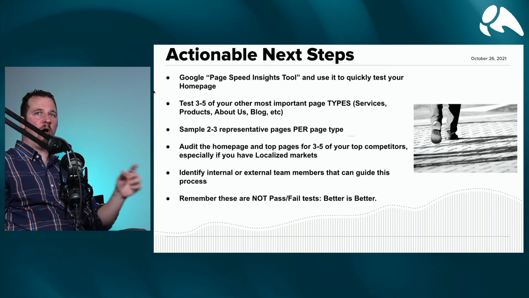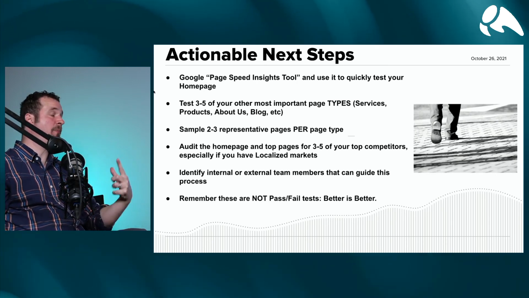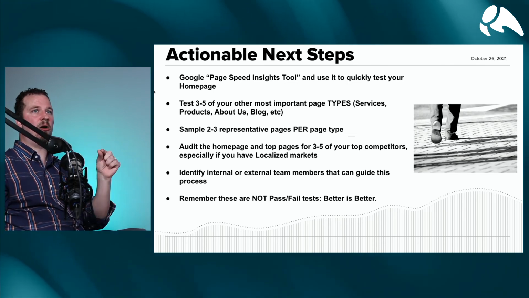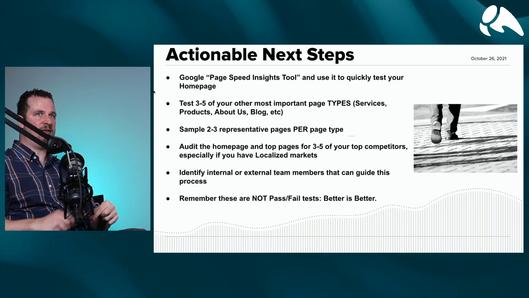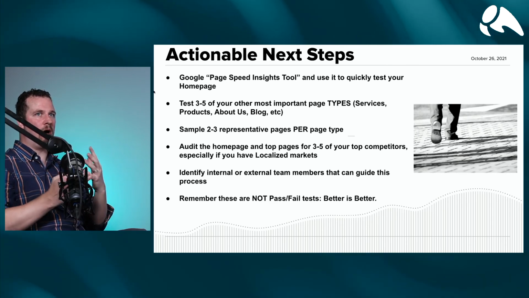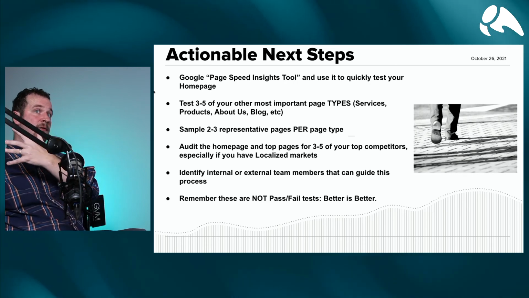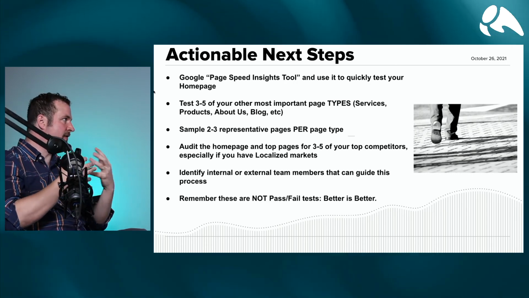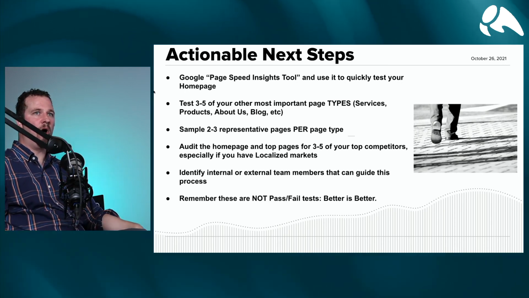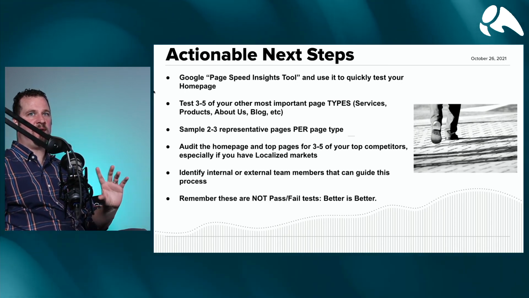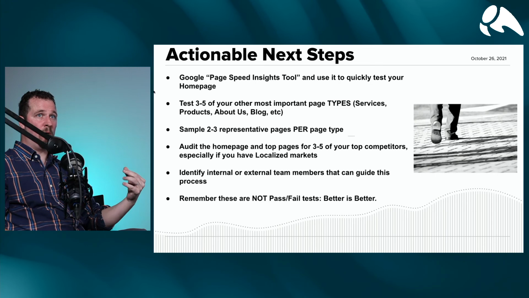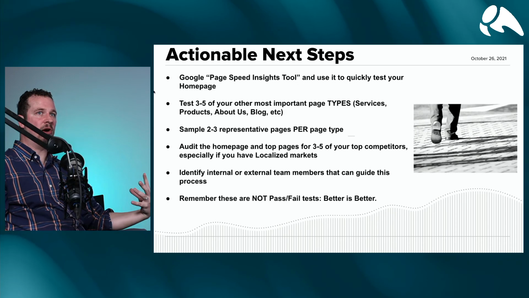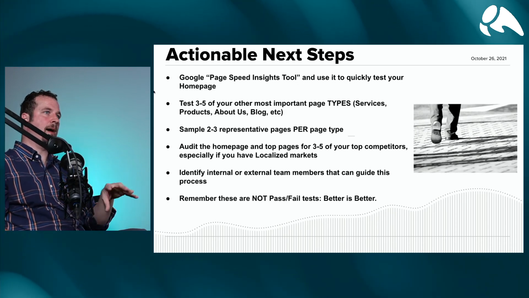And then what I want you to do is audit the homepage and the top pages for 3 to 5 of your top competitors. Do the same exact exercise, their homepage and their service page, or 2 or 3 of their service pages. And then jot down the scores and see how they compare and see where you are alongside your competition. You may be ahead of them. You may be behind them. You may be right in the midst, and everyone is just figuring this out as we go along. And then again, identify internal or external team members that can guide this process. Digital marketing professionals obviously will become a little bit more familiar with this, but SEOs and web developers are typically the 2 places you can turn to that are at least conversant on this topic, all right?